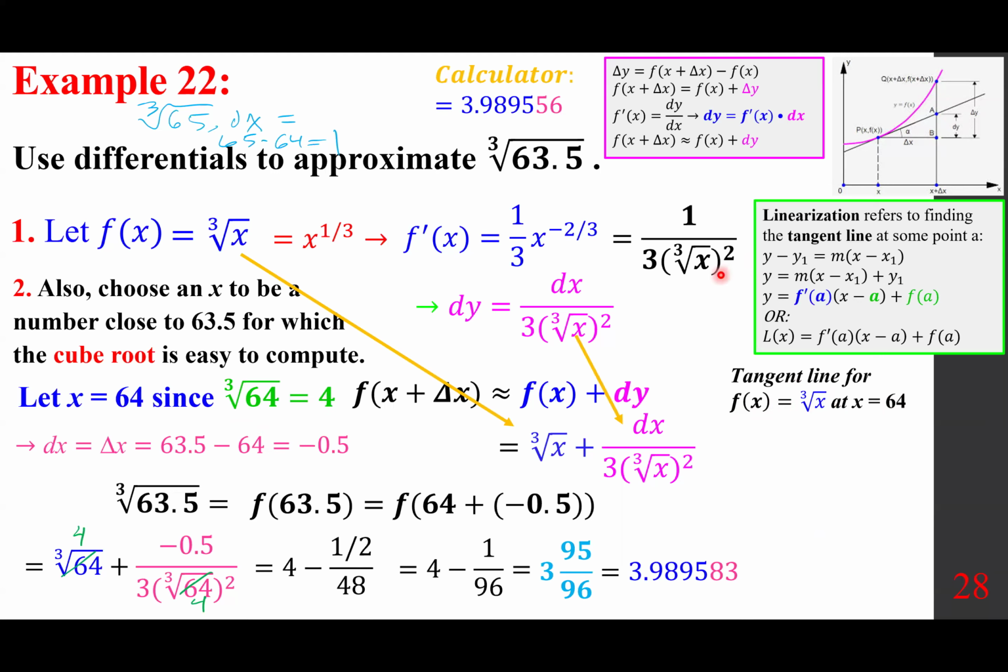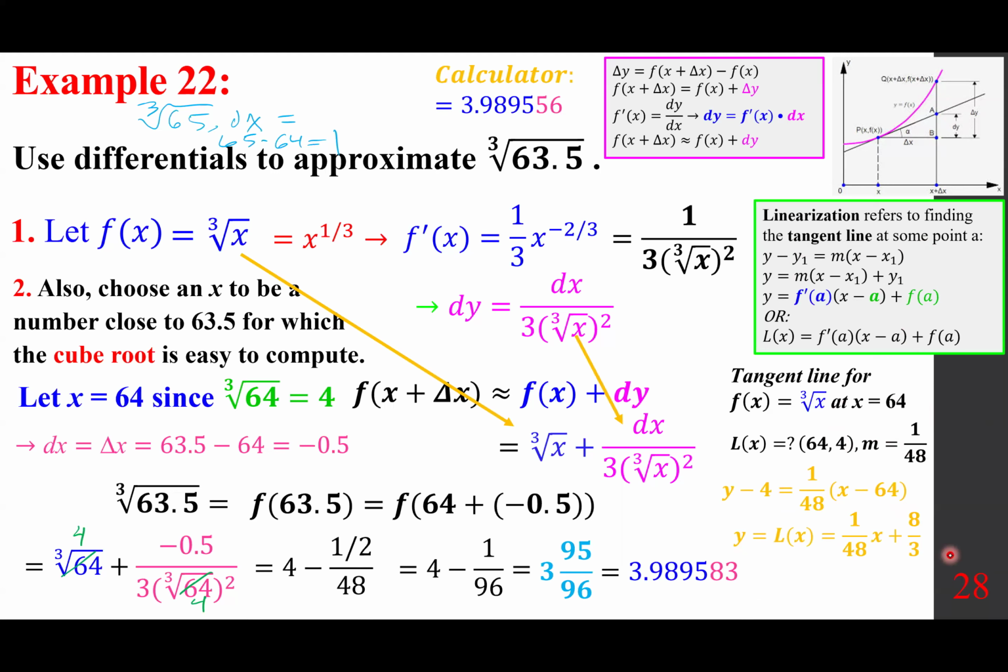You need the slope, and here's the derivative, f prime of x. If I put 64 here, I get 4 squared, 16 times 3 is 48, so 1 over 48. Y minus y1 equals m times x minus x1. That means y minus 4 equals 1/48 times x minus 64. If you go through the process, and I leave it for you to do that, here's L of x.